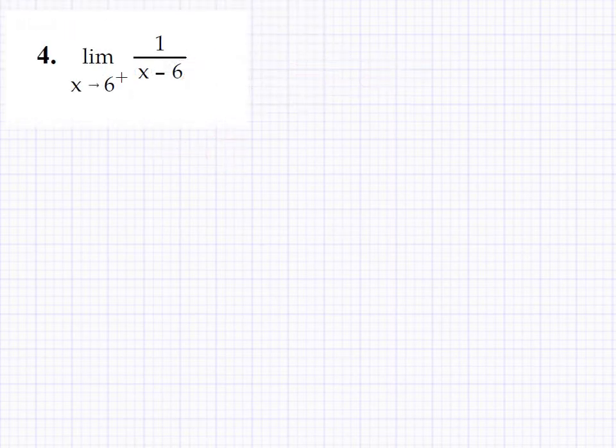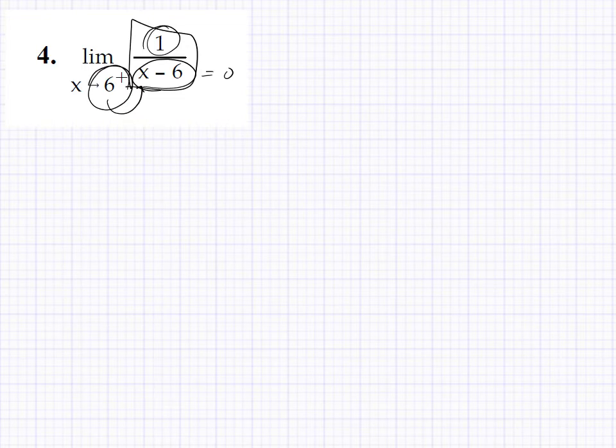Okay, here's another one. If you look, we go to plug 6 into the function, it would make the denominator 0. But notice it's not going to make the numerator 0 because the numerator is 1. So we have to treat this a little differently. In which case you have to realize that when the denominator is 0 of this rational function but the numerator isn't, 6 is a vertical asymptote.